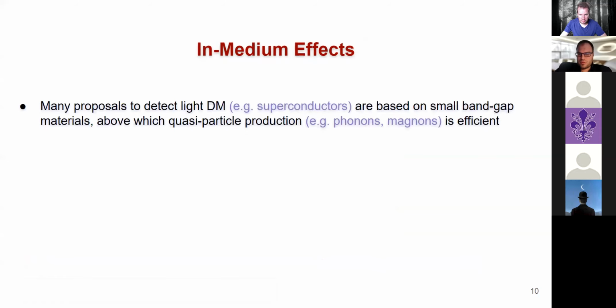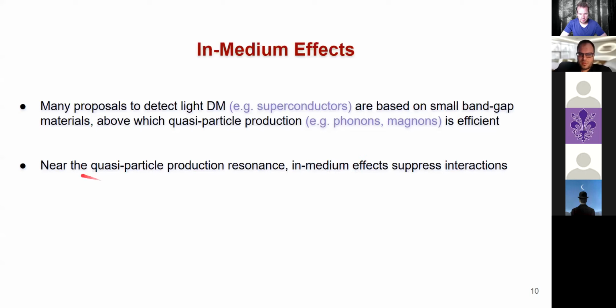So many proposals to detect light dark matter, and here I'm talking a bit more generally about light dark matter, such as those based on superconductors and so on. They can be summarized, and again, there are many individual details and technicalities, but they can be summarized as based on small gap material, and above this gap, there's an efficient quasi-particle production. And here this means photons, or in the case of the spin wave, the magnons and so on, but this is basically the general summary.